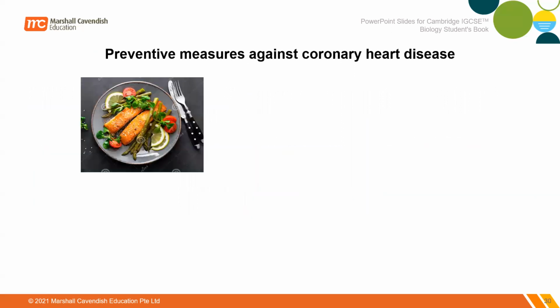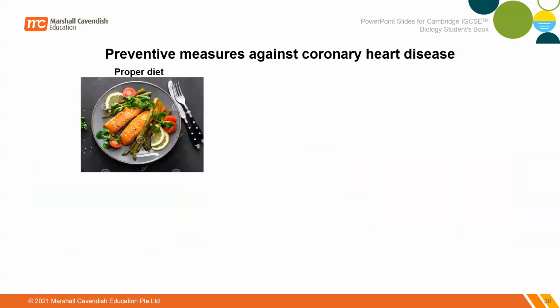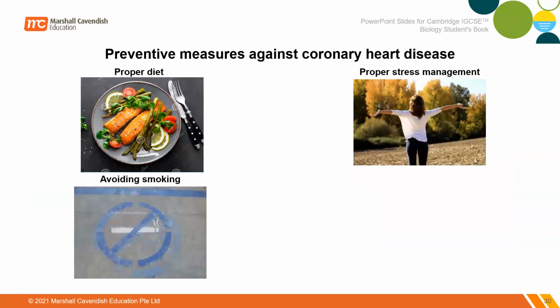A lot of factors, and please read the factors because it's just a golden question. One of the simple questions is if he asked you to state the factors. Smoking, unhealthy diet, genetic factors, gender, age, stress, and lack of exercise. How can we monitor this? How can we take any preventive action against coronary heart disease?